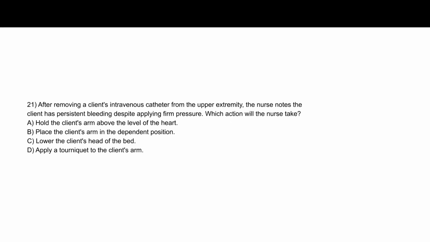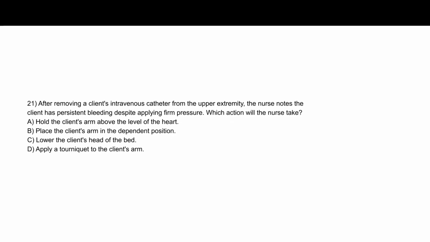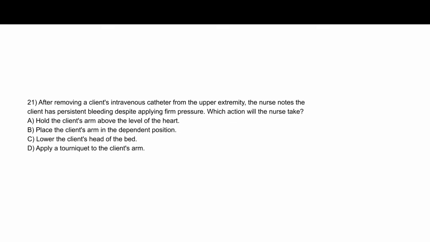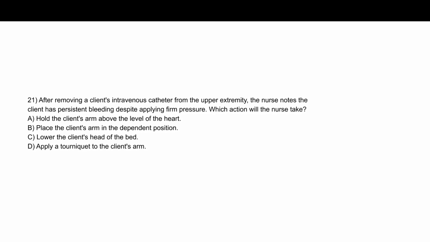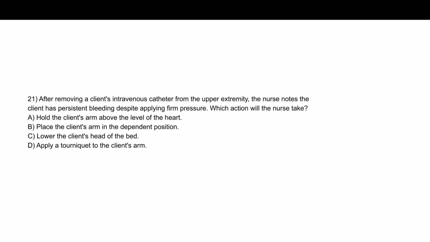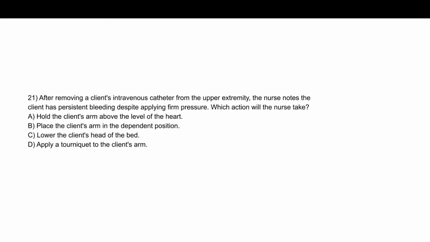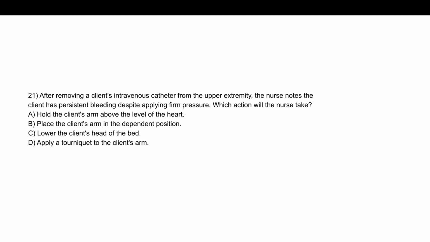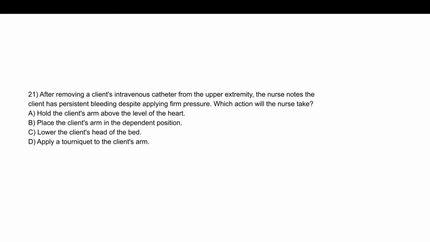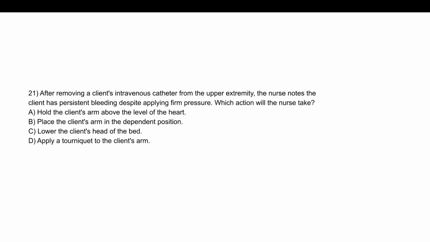21. After removing a client's intravenous catheter from the upper extremity, the nurse notes the client has persistent bleeding despite applying firm pressure. Which action will the nurse take? A. Hold the client's arm above the level of the heart. B. Place the client's arm in the dependent position. C. Lower the client's head of the bed. D. Apply a tourniquet to the client's arm.